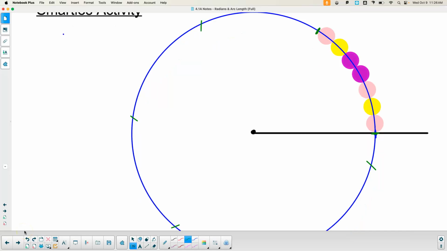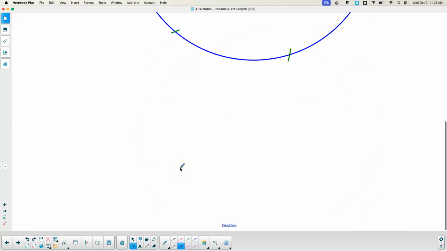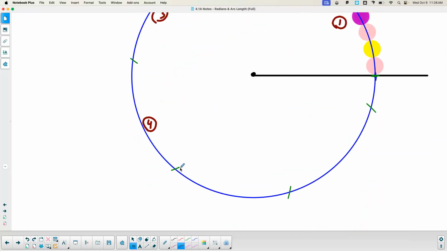So what you should have gotten by going all the way around the circle is one, the original one that we started with. Then you should have had a second one, a third one, a fourth one, a fifth one, a sixth one, and then you should have a little partial one. Did anybody see how many Smarties fit in that partial one?